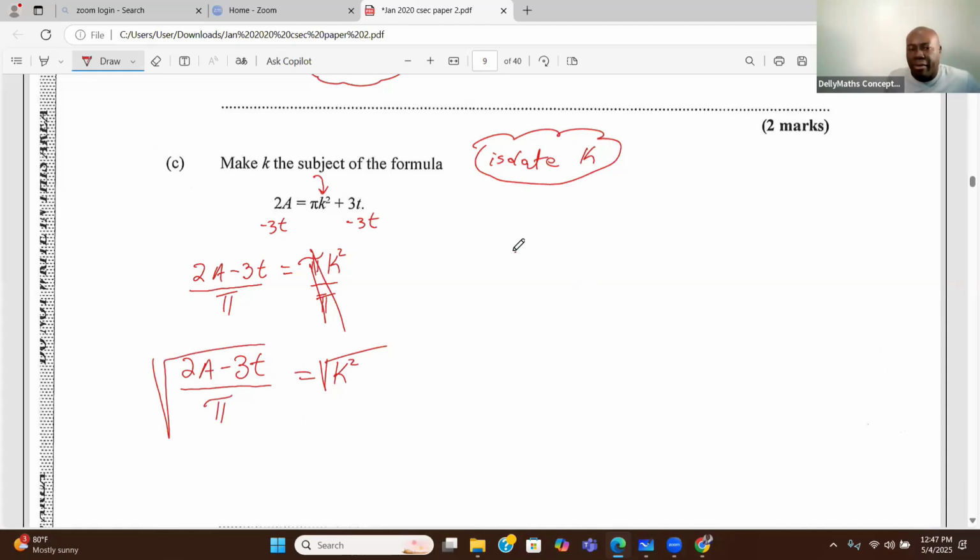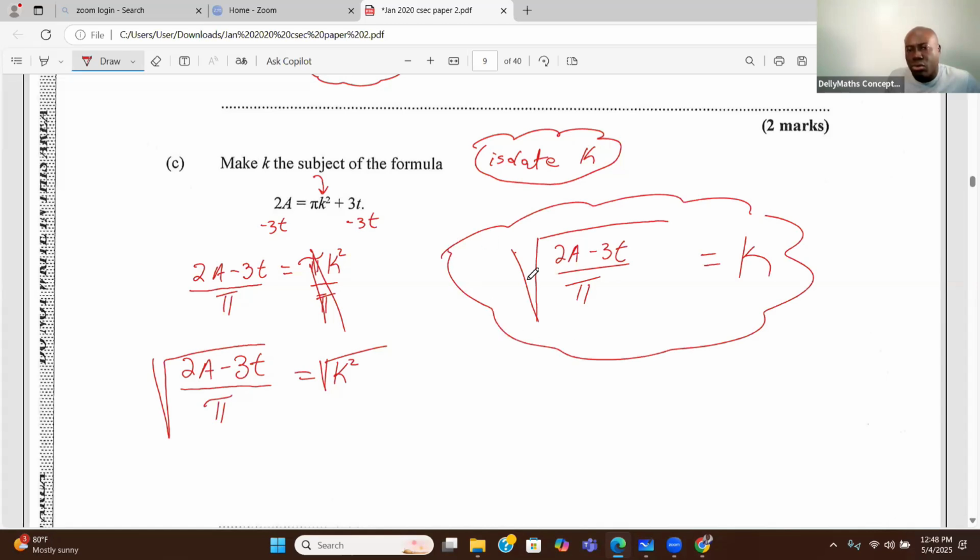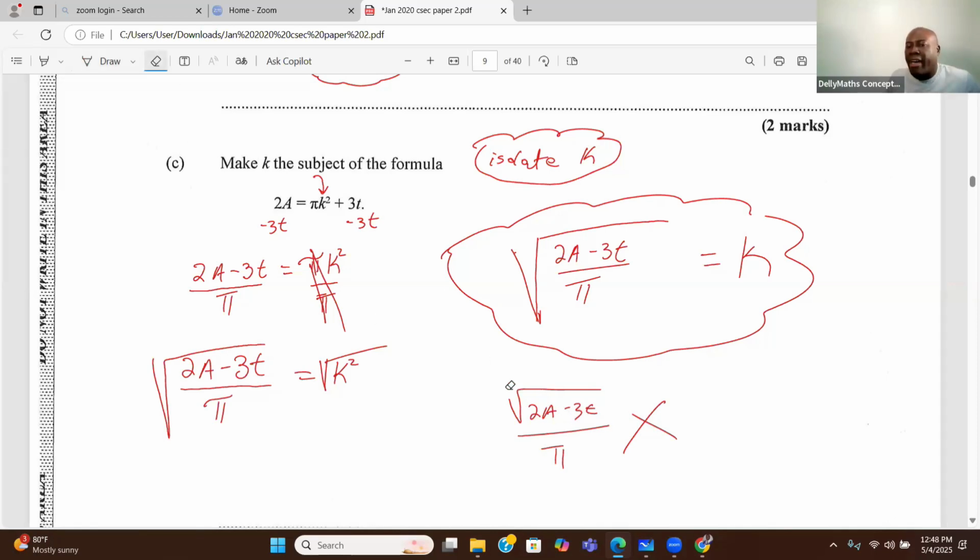So I'm going to put the answer here. The answer is that you'll have a big old square root. You'll have 2a minus 3t over pi. This is equal to k. That's what they ask you to do. And be careful with your square root. Don't do this. If you do this, you're wrong. If you have this, this is wrong. You notice my square root right now covers everything because that's what it did. It's not just for the top. Right now, it's for everything. So you have to look out and be careful.